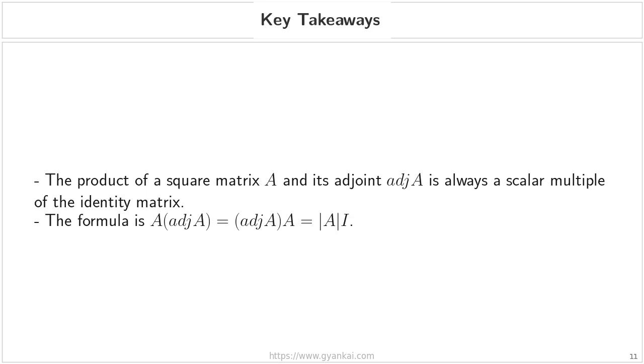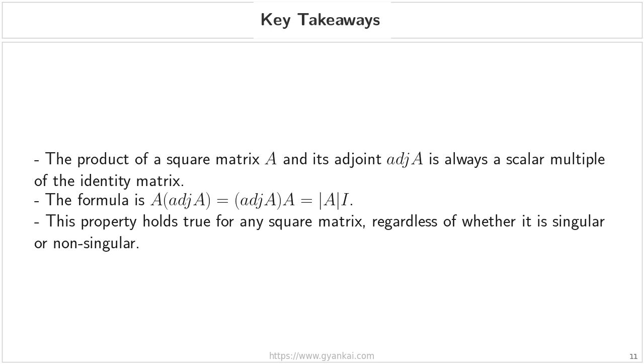To put that into a formal mathematical statement, the formula is A times adj A, which is also equal to adj A times A, equals the determinant of A, denoted as |A|, multiplied by the identity matrix, I. It is also important to note that this property is incredibly robust. It holds true for any square matrix, regardless of whether the matrix is singular, meaning its determinant is 0, or non-singular. The relationship remains consistent either way.